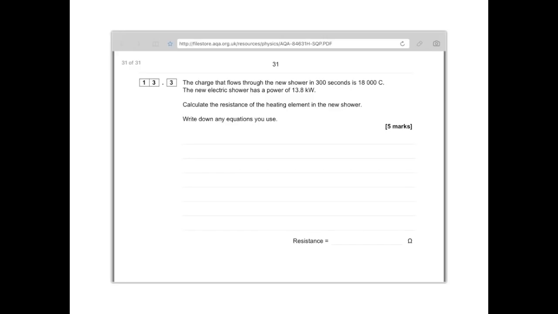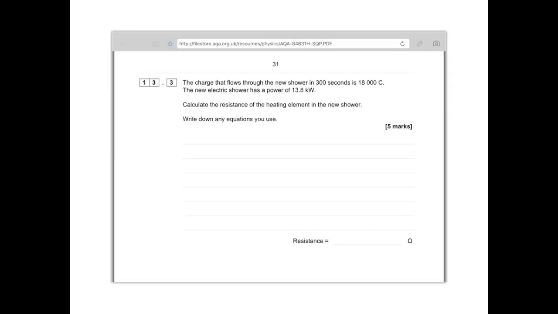The charge that flows to the new shower in 300 seconds is 18,000 coulombs. The new electric shower has a power of 13.8 kilowatts. Calculate the resistance of the heating element in the new shower. Write down any equations you use, so that's worth 5 marks. So we're going to have to do quite a lot of maths here.